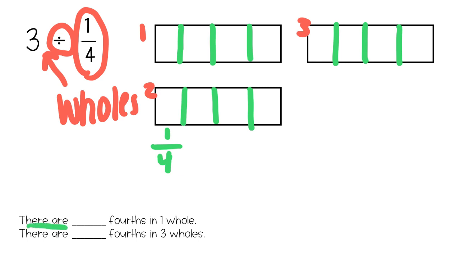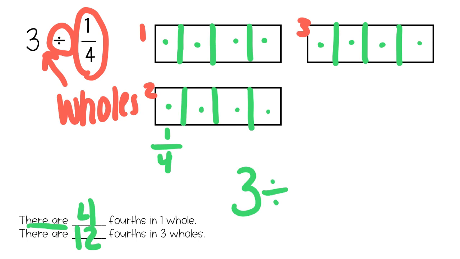So there are blank 4ths in one whole. How many 4ths are there in one whole? 4 4ths in one whole. So in 3 wholes, how many 4ths are there? There are 12 4ths. So 3 divided by 1/4 equals 12. Great job.